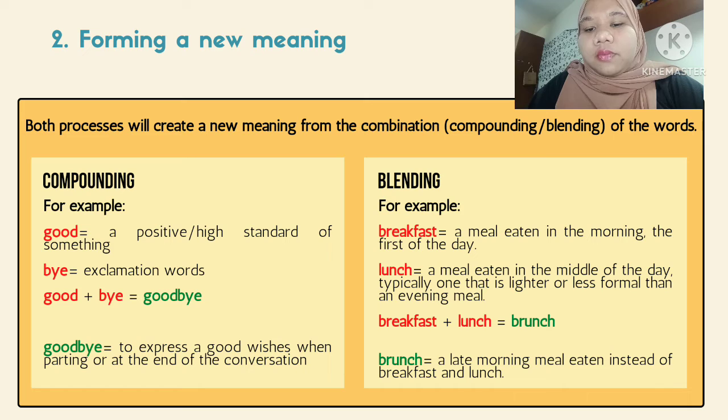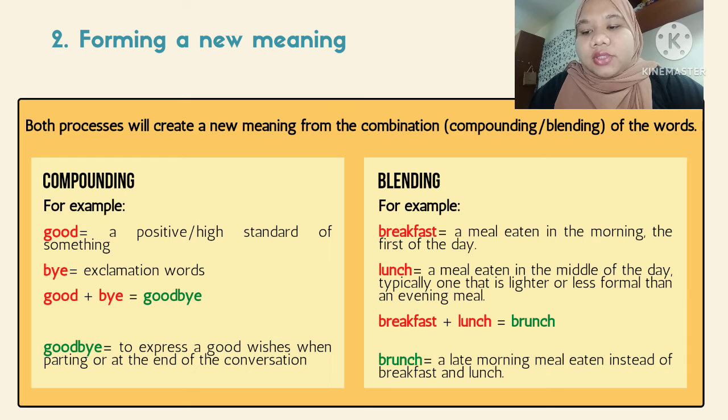And then with both processes, they form a new meaning. For example, if we look at compounding, I use the example of good and buy. Good is positive, a high standard of something. Meanwhile, buy is an exclamation word. And if we compound both words, good and buy, goodbye forms a new meaning. Goodbye is used to express good wishes when parting or at the end of a conversation. So it became a new expression of saying good wishes.